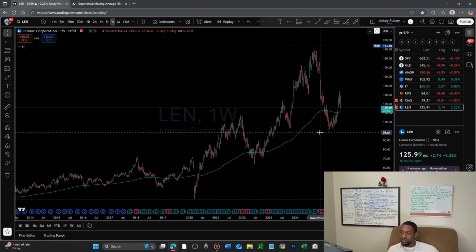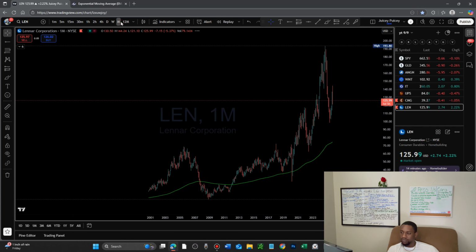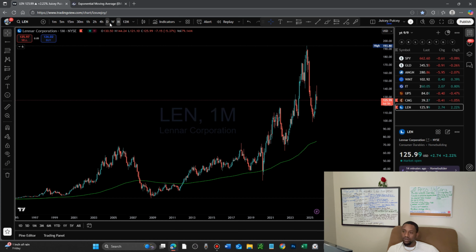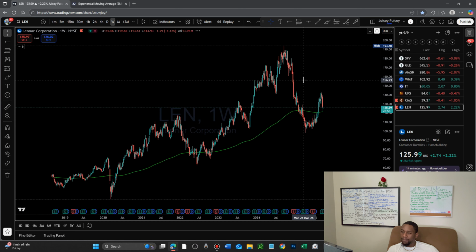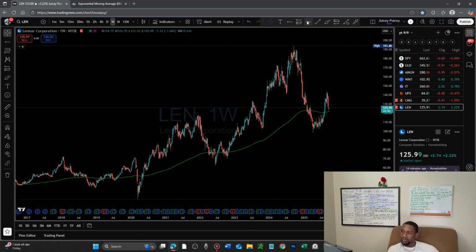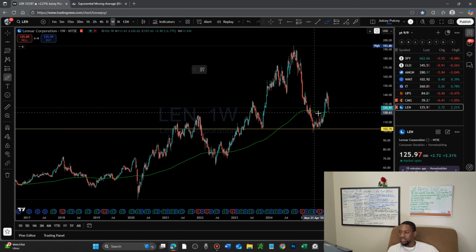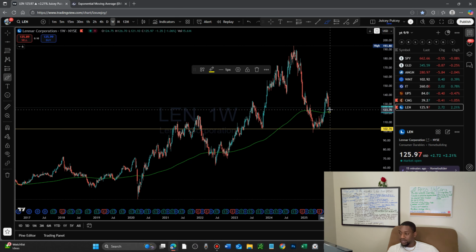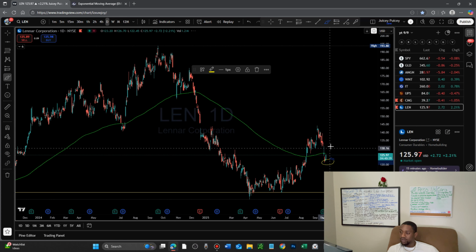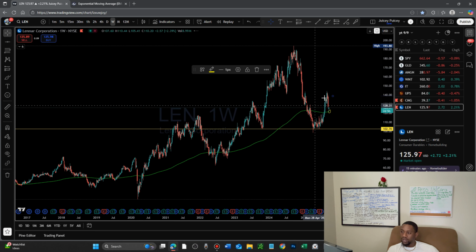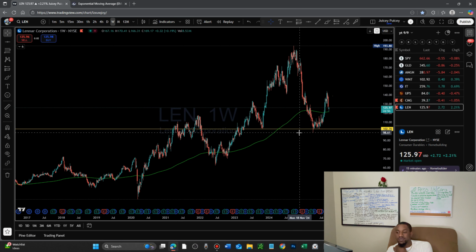LEN, I'm in LEN as well. Let's see. Why did I add them? Because I like this level right here, not based off of the 200 EMA. But honestly, they using it as a support now, I ain't gonna lie. They trying to use that as a support, so I'm liking that. But sometimes the EMA works, sometimes it don't.